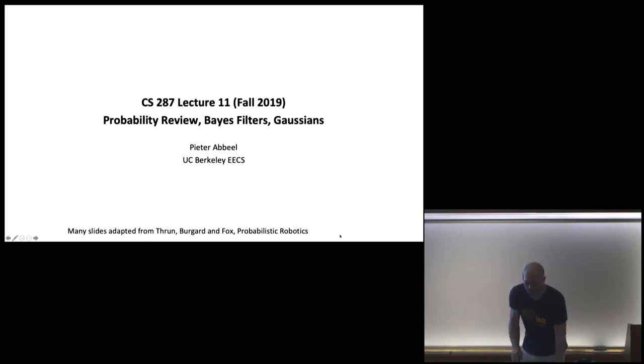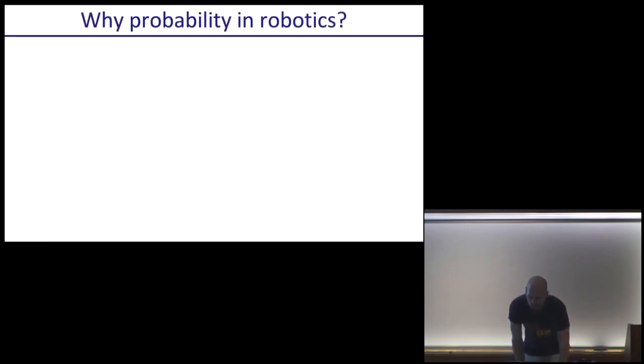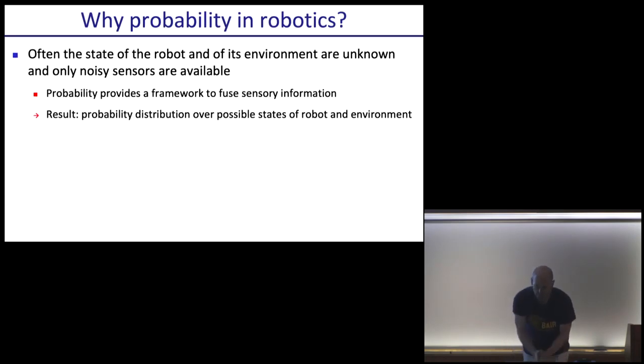All right, then let's get started. So why might we care about probability in robotics? Well, often the state of the robot and the state of its environment are unknown, and only noisy sensors are available. So we don't have a sensor that just says, here is the state. Instead, you measure something else. Probability provides a framework to fuse that sensory information into a reasonable estimate of what the state might be.